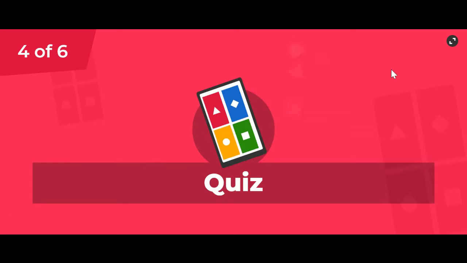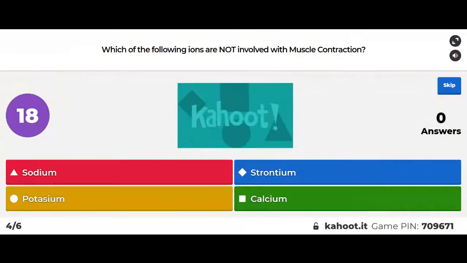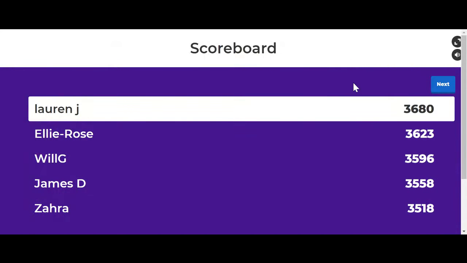Well done. Question 4. Which of the following ions are not involved with muscle contraction? What do we think? And it's, of course, strontium, which is radioactive. We don't want that in the muscles. That would be bad, bad, bad. Oh, look at that. No change at the top.